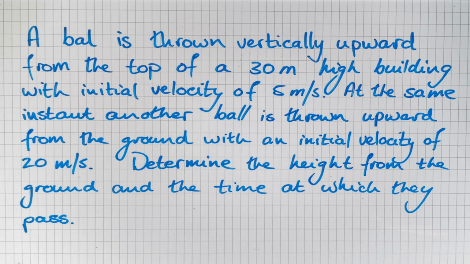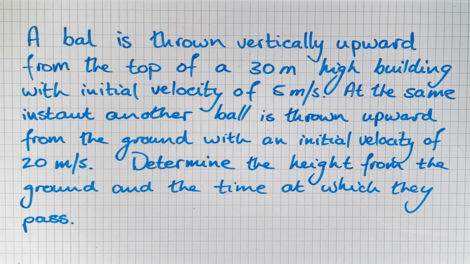A ball is thrown vertically upward from the top of a 30-meter high building with an initial velocity of 5 meters per second. At the same instant, another ball is thrown upward from the ground with an initial velocity of 20 meters per second. Determine the height from the ground and the time at which they pass.